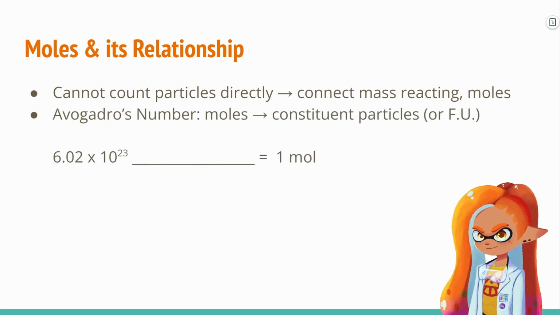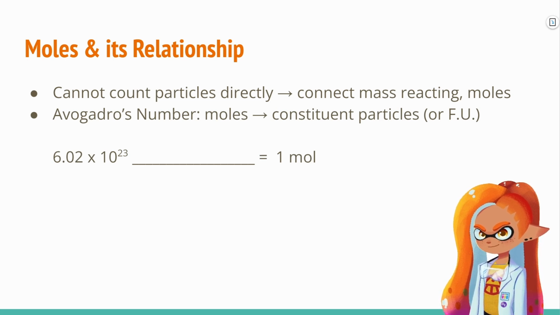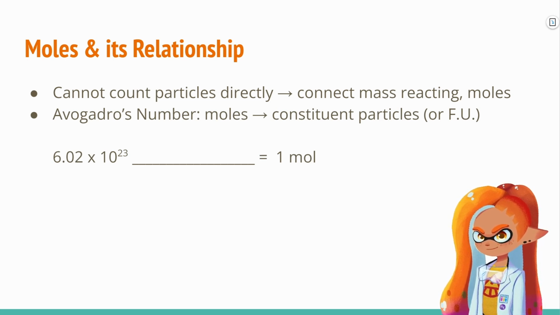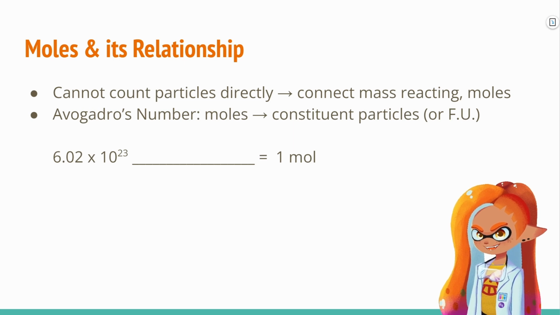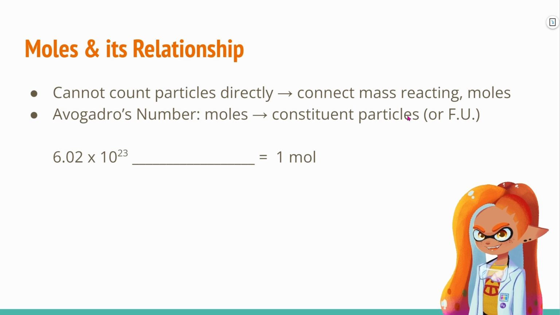And so Avogadro's number, as I mentioned, is the number of constituent particles in a mole's worth of stuff. And these particles, there's different kinds, as I mentioned earlier, so make sure you know those different kinds that are on the concept map. F.U., that's formula units. I know it looks like that, but it's formula units, okay? So just keep that in mind. The particles unit here can change to any of the ones that we mentioned earlier.